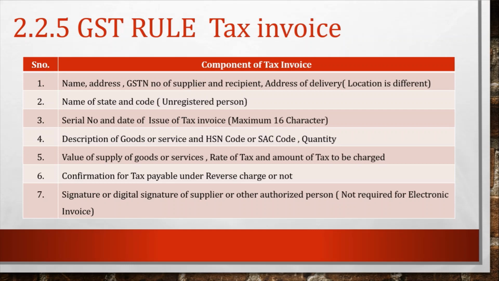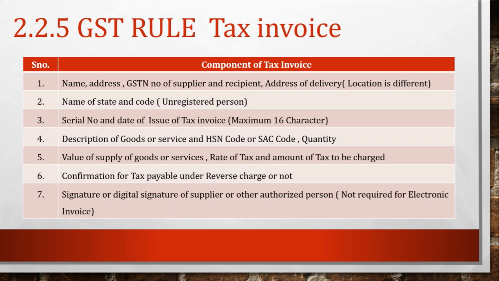This is also required. Confirmation means a supplier shall mention in his invoice whether it is tax payable under reverse charge or not. If it is reverse charge, he has to mention yes or no in his tax invoice. Now the next is the signature or digital signature of the supplier or authorized person. But if it is an electronically generated invoice, it does not require a digital signature or any type of signature on it. Here I just wanted to mention two things.